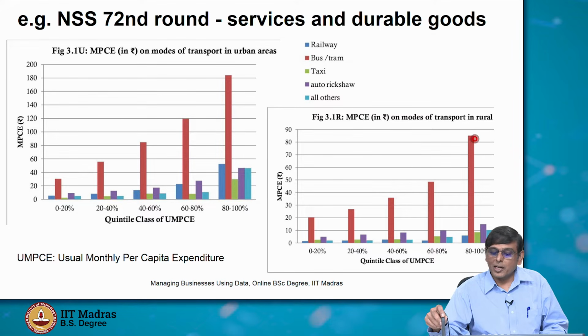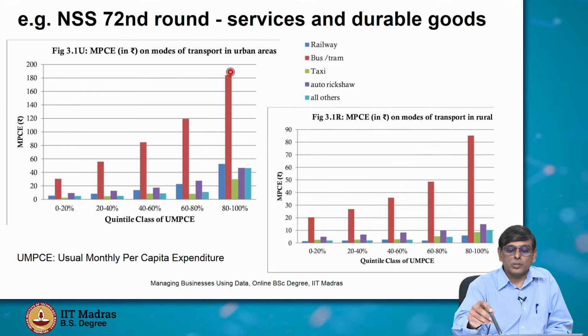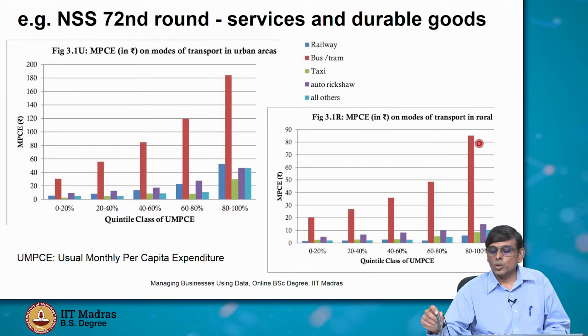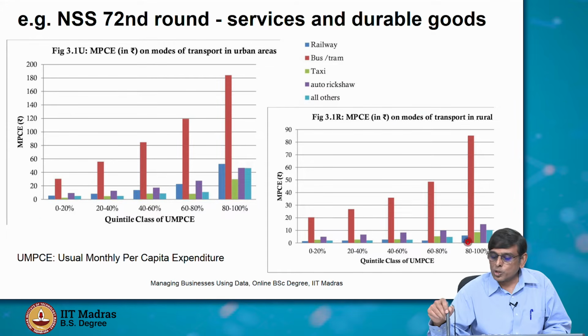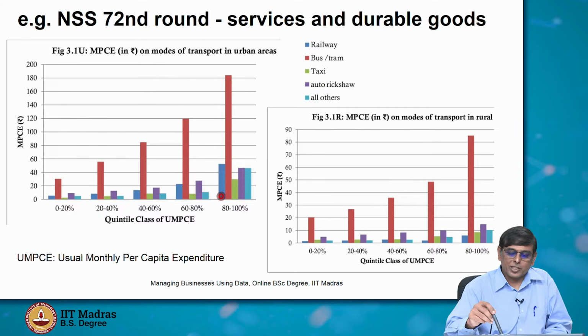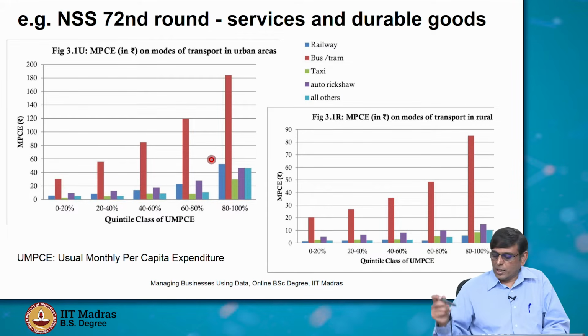Their bus spending is basically 80 rupees compared to 180 rupees. Here it's 180, here it's 80. So the top quintile in the rural area is spending 80 rupees on bus, whereas in the urban area they are spending 180. Here there is not that much scope to spend on railway, I think, because trains may not be going to all the rural areas, so they are not spending much. But this person is spending because of metro trains and local suburban railway and other things.